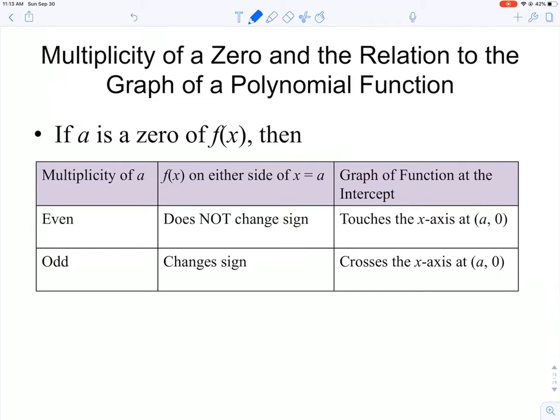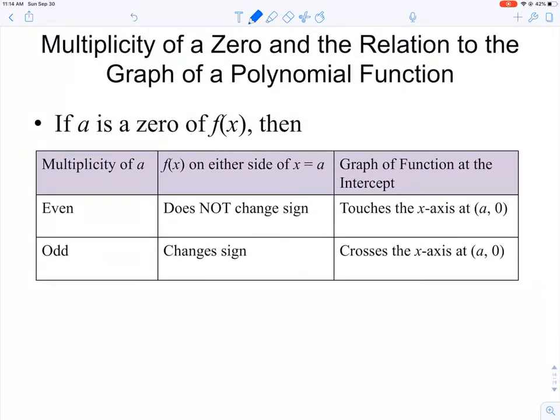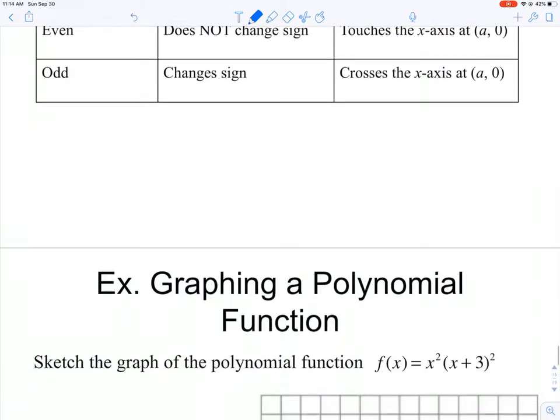So if a zero ends up having an even multiplicity, then the sign is not going to change for the graph, and therefore the graph will bounce off or touch the x-axis at that x-intercept. And if the multiplicity of the zero is odd, then the graph will end up changing sign and will cross through the x-axis at that x-intercept. You can think of x squared versus x cubed.